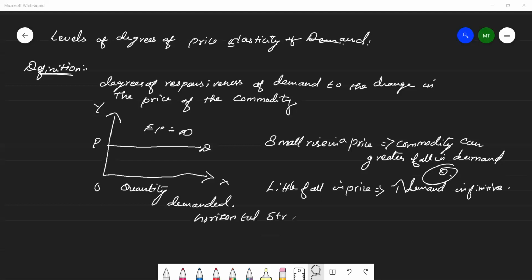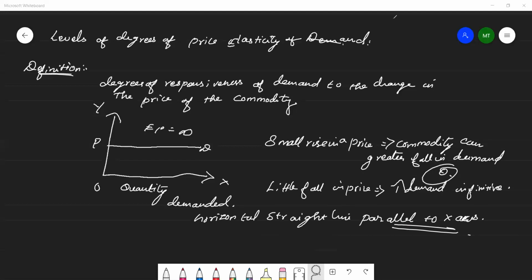A horizontal straight line, parallel to the x-axis.